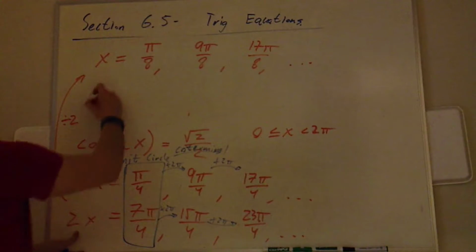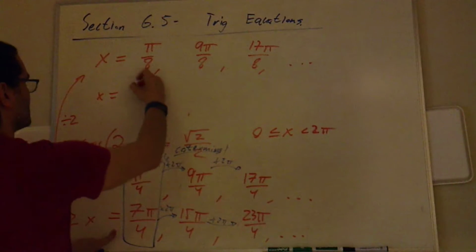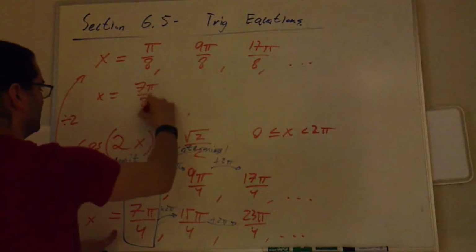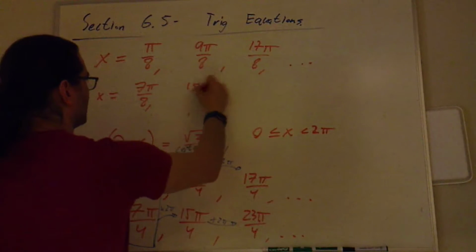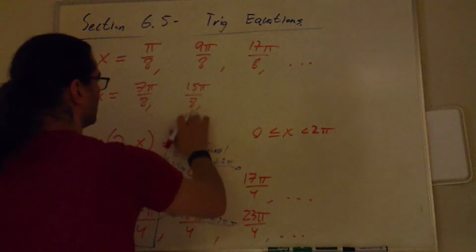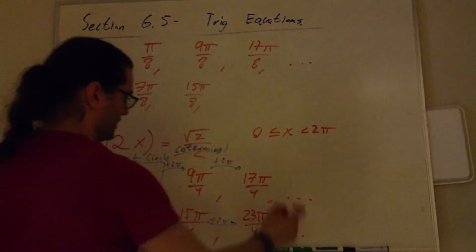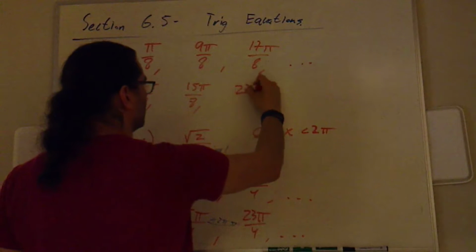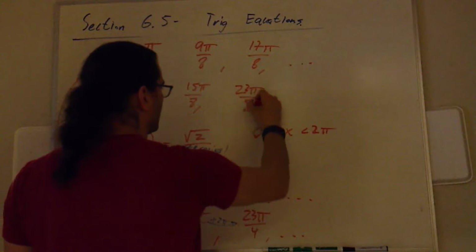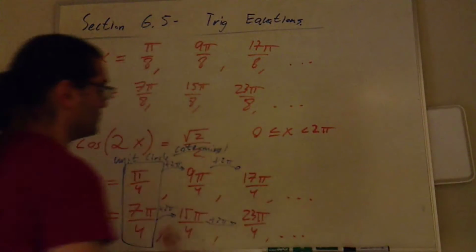This thing divided by 2 will give me x equals 7 pi over 8. 15 pi over 8. What is that? 23 pi over 8. And I could keep this list going if I wanted to also.